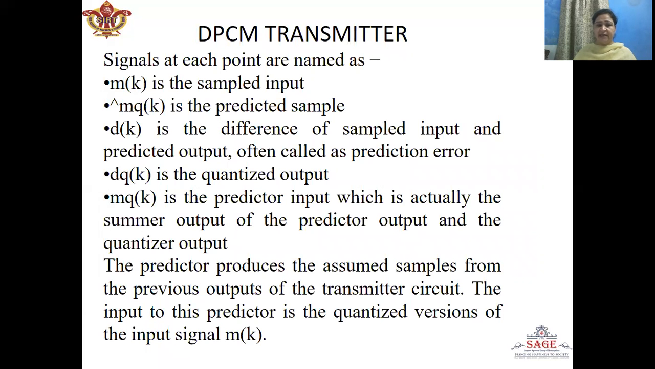So here we can say from the block diagram, mk is the sampled input, m cap k is the predicted sample, and dk is the difference of the sampled input and predicted output, which is also called prediction error. dqk is the quantized output, and mqk is the predictor input, which is actually the summer output of the predictor output and the quantizer output. Thus, the predictor produces the assumed samples from the previous outputs of the transmitter circuit. The input to this predictor is the quantized version of the input signal mk.